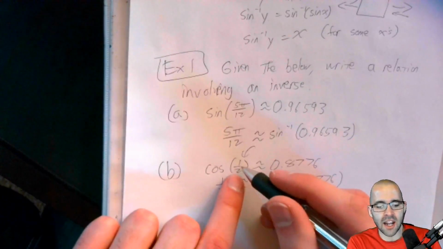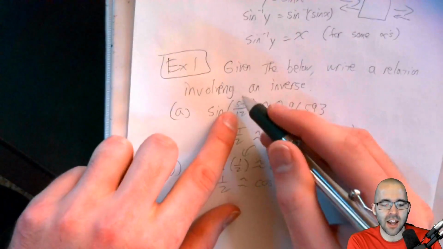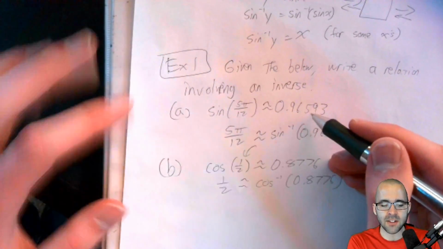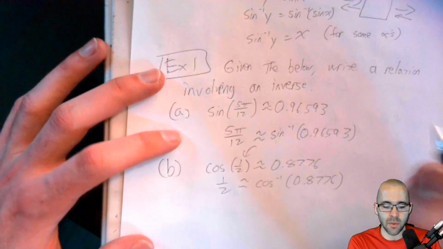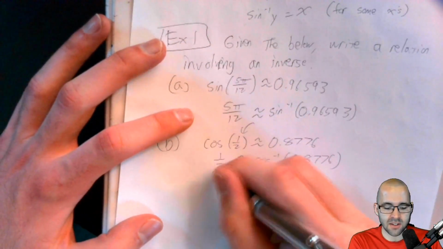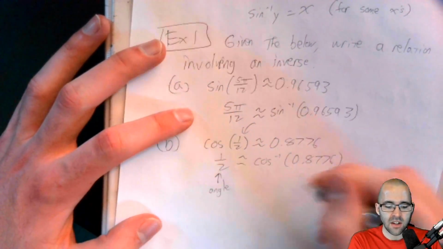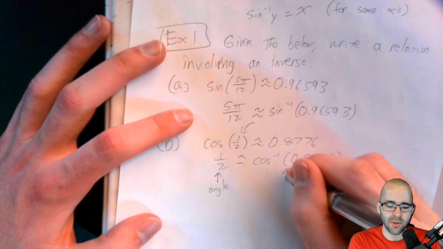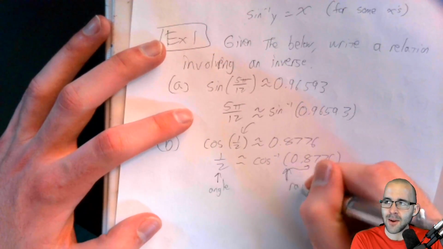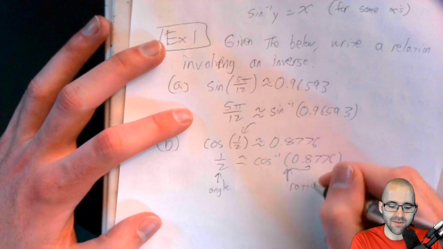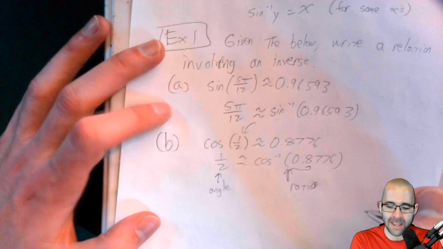All right, so we put in an angle. This is 1/2 radians. We put in an angle, 5 pi over 12, and we get out a ratio. Inverse functions are the other way around. So this right here is going to be some angle. This right here, oops, I'm really bad at aiming my arrows today, is going to be a ratio. Very bad at spelling too.